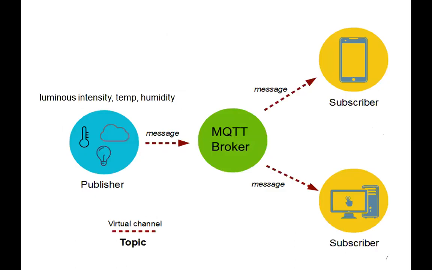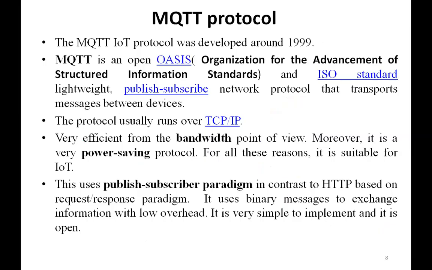If subscriber one needs this temperature, it has to subscribe to the temperature topic under the broker. So the connectivity between the subscriber client and the broker is based on the topic. Similarly, each publisher will send data to the broker based on the topic, not simply randomly. So each piece of data will be under a topic, and you can have different topics with the server or the MQTT broker.